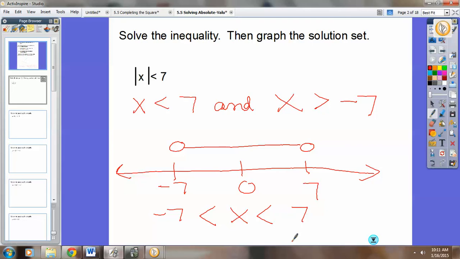Could you ask for 7? We always read from left to right. Could any of our solutions be equal to -7 or equal to 7? No, we have open circles here, and that came from these inequality symbols here. So that's our solution. Just like we did previously, we need a graph and we need a compound inequality. We need both of these guys.